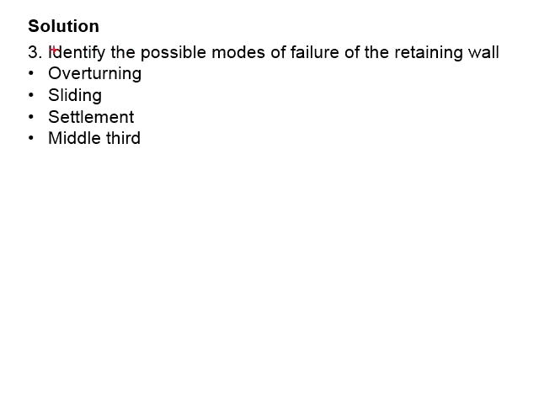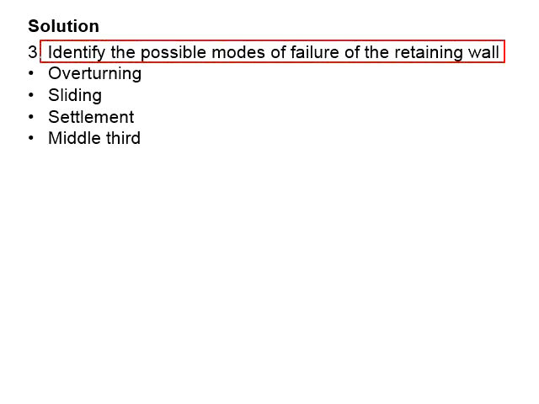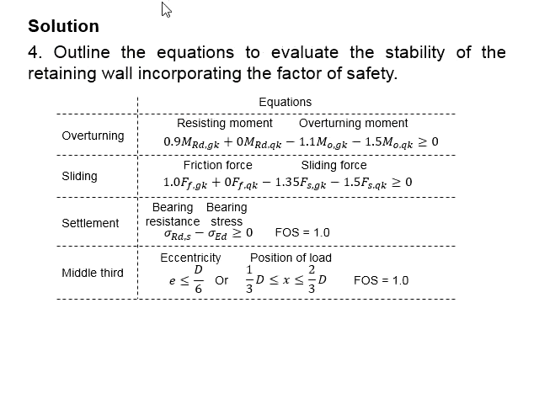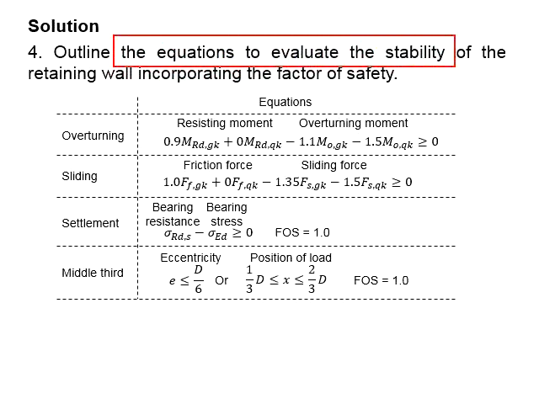Next, you are asked to identify the potential modes of failure of the retaining wall. The retaining wall can fail by overturning, sliding, settlement, and also middle third. These are the typical stability criteria that you need to check for a retaining wall. Then you are asked to outline the equations to evaluate the stability of the retaining wall by incorporating the factors of safety.